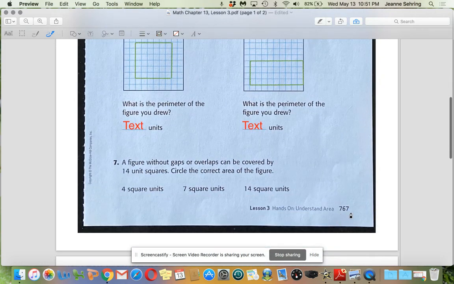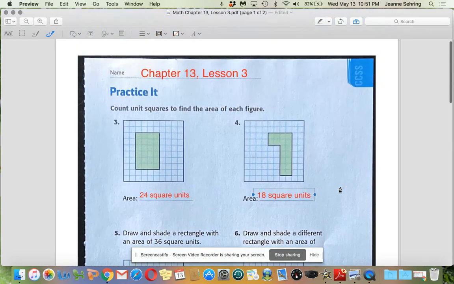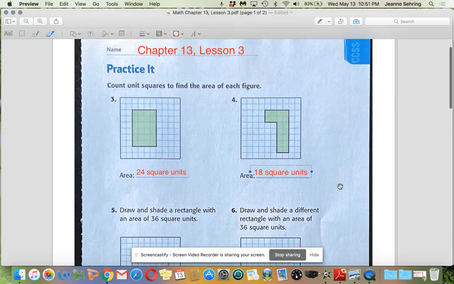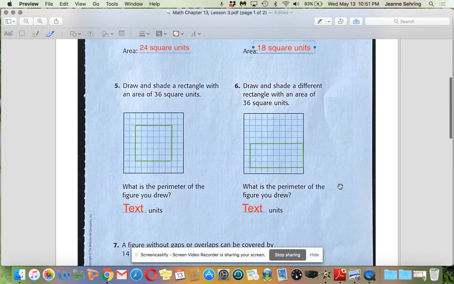Also, by the way, we are on page 767. This is the independent practice work you did today. I guess I should have mentioned that to begin with. So number 5: draw and shade a rectangle with an area of 36 units.